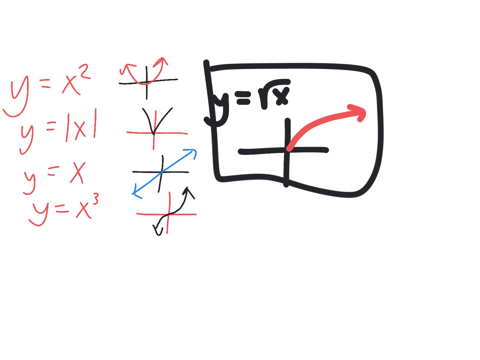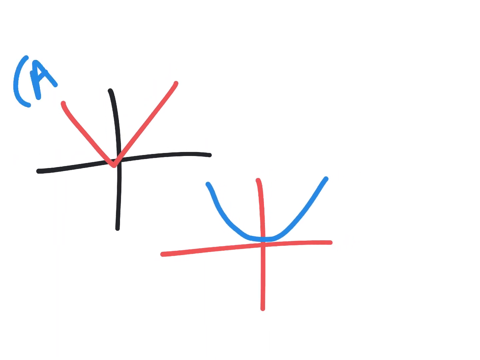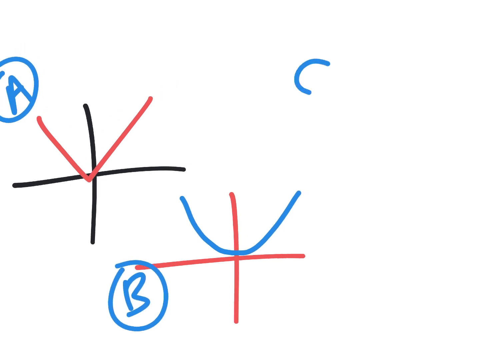1, 2, 3, 4, 5. Gotta know which one's which. Okay, so now it's test time. Everybody write down what these three are. That's A. That is B. And this one's C. Y equals this, y equals that, and y equals the other thing.